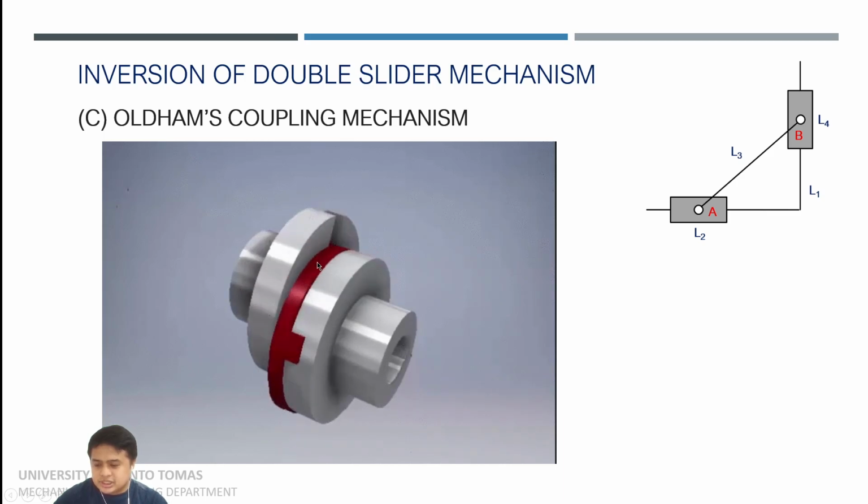So what happens here is this intermediate piece can freely move. As you can see, it is moving something like this, wherein it can transmit the power at the same speed but with an offset. So L3 here is fixed. Take note of that. L3 is fixed, and L4, L2, and L1 are freely moving.